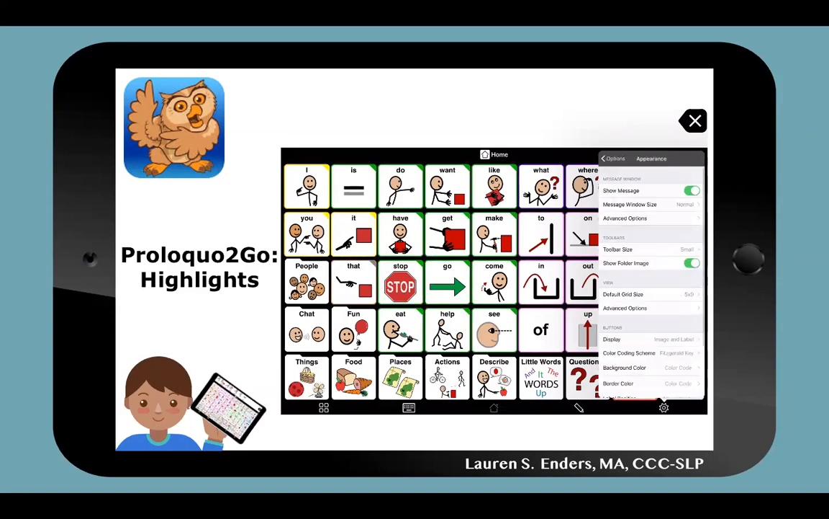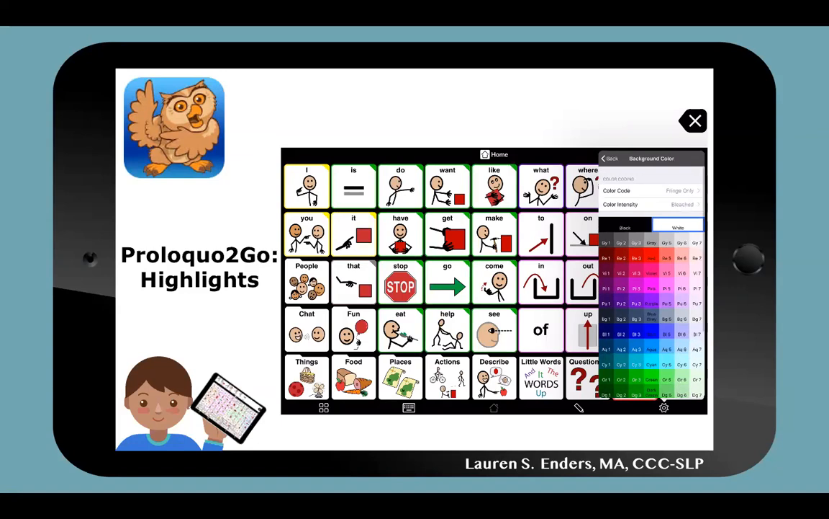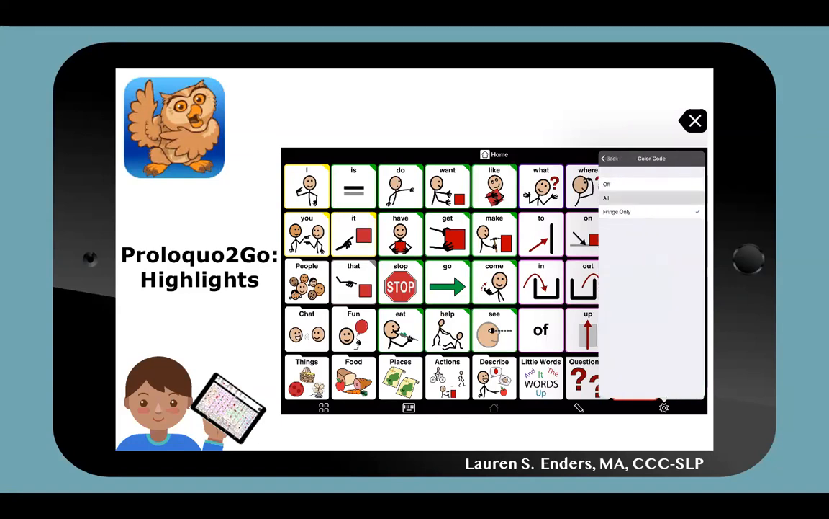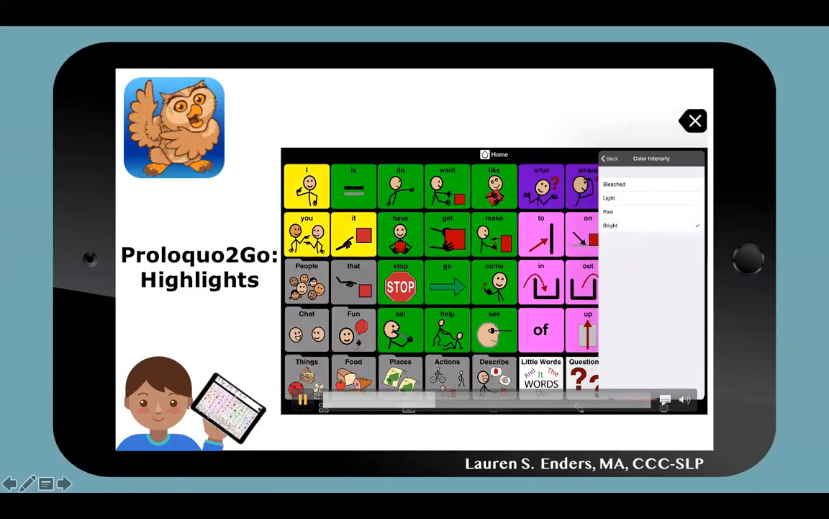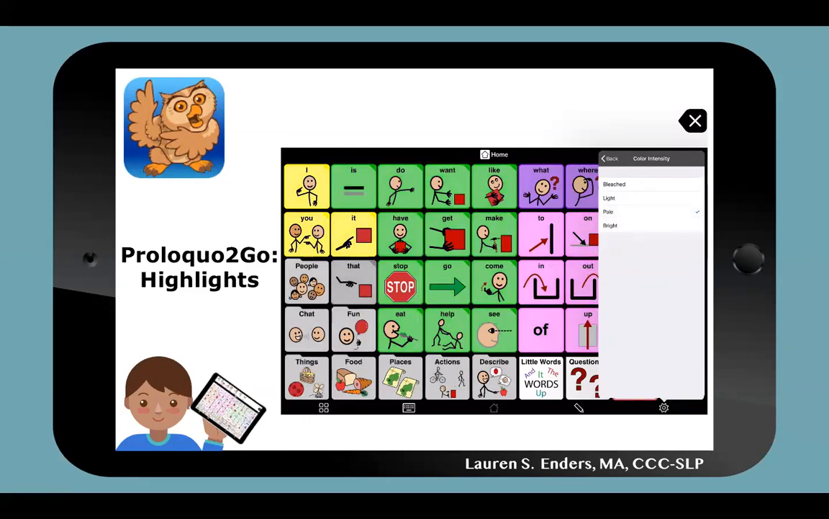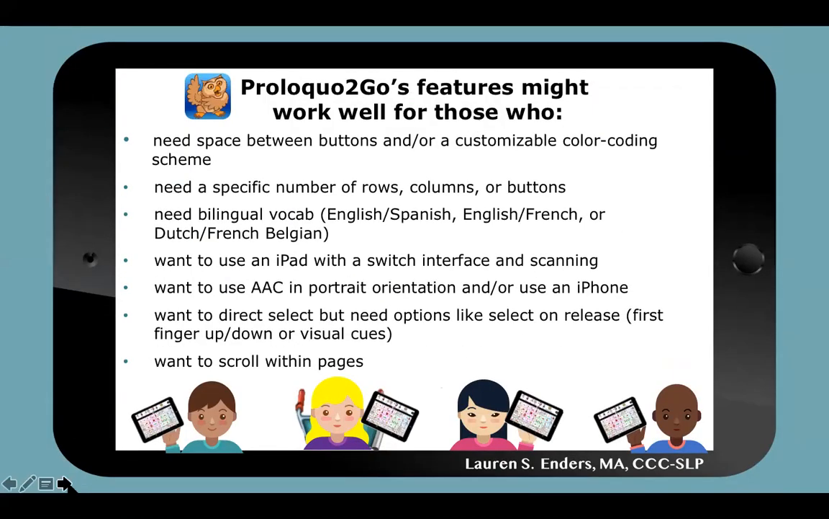So we can even go in and tell it that we want the whole button to be a color. So for the buttons, for the background color, we can tell it not just fringe, that we want all of the buttons to have a background color. And then we can go back and even tell it what do they want to look like? Light, pale, bright. I'm going to go with light. Okay. So that gives you a really quick run through of a few of the features.